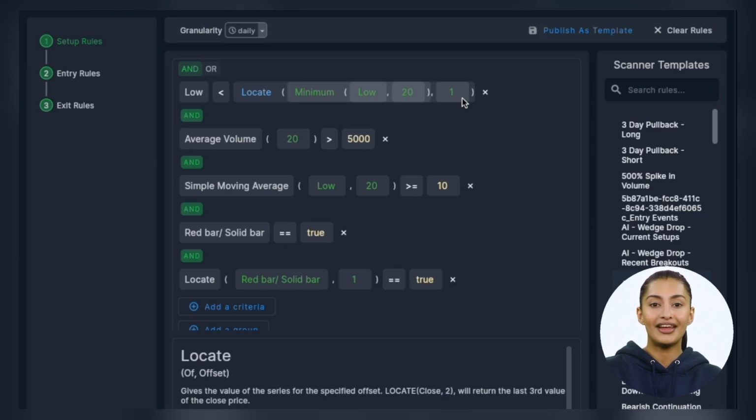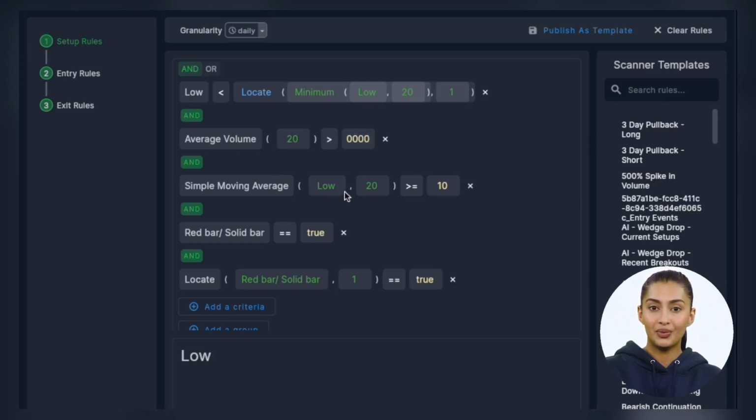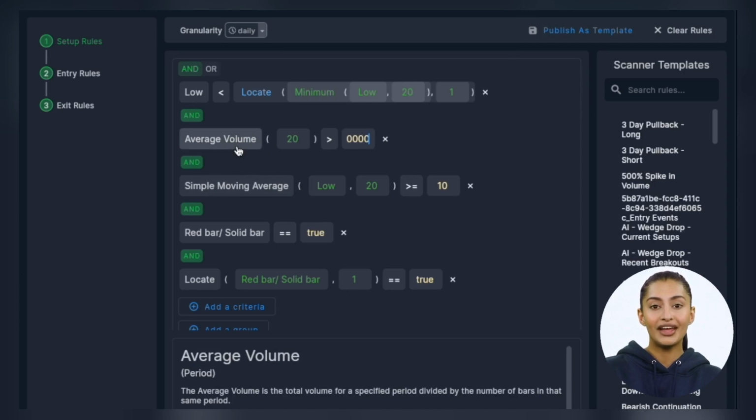While this should ideally suffice, I want to make sure that I am only trading stocks that have liquidity and also are not penny stocks. So I check if the 20-day average volume is greater than 500,000, and if the 20-day moving average of the low is greater than or equal to 10. I feel that this is a good set of criteria for the kind of stocks that I want to trade and the setup I am looking for.